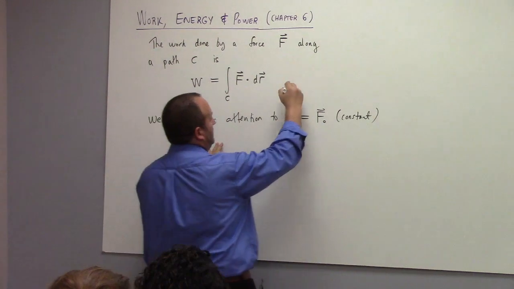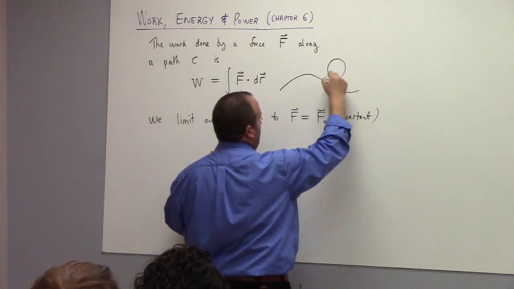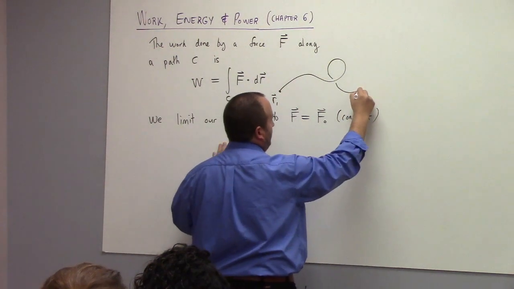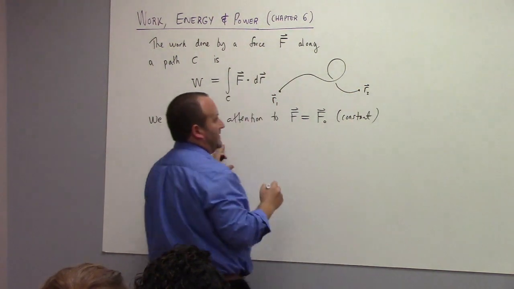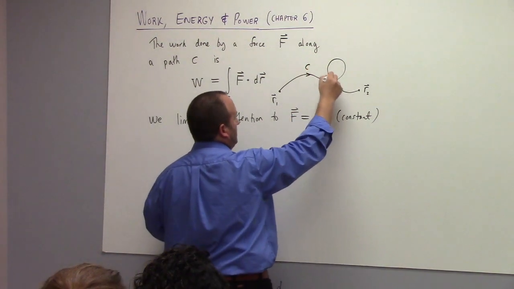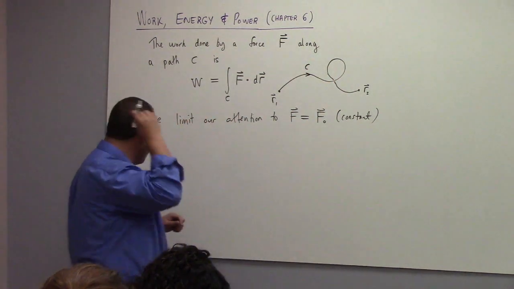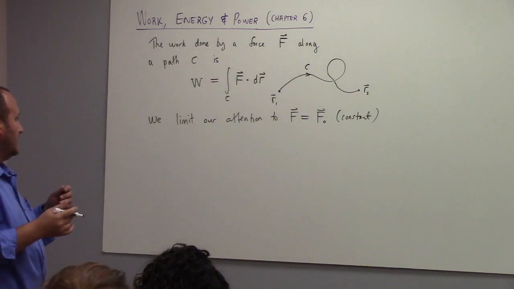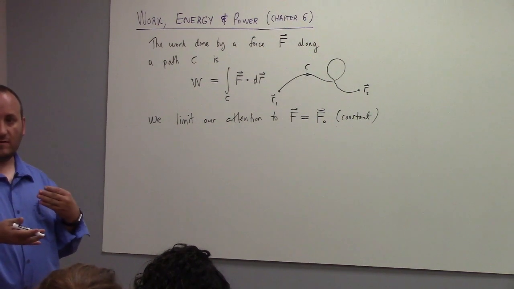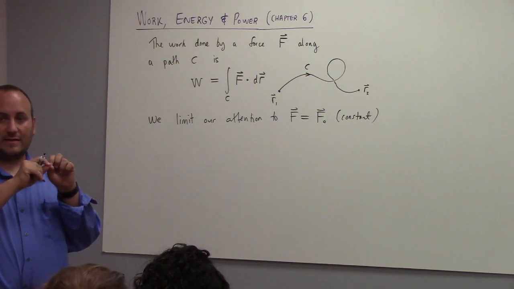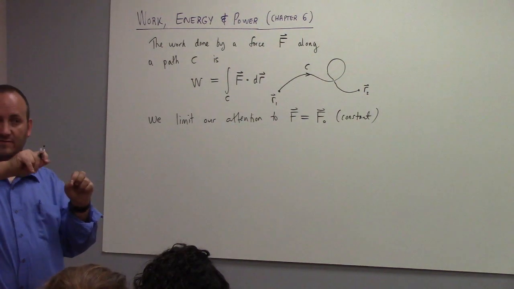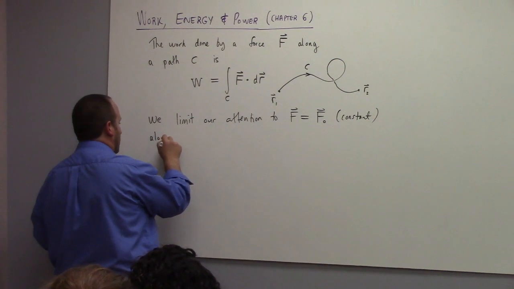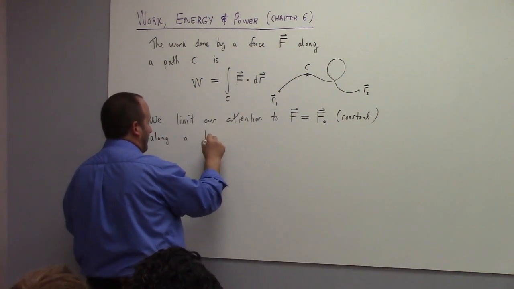So this C is like some kind of whatever curve. It goes from point R1 over here to point R2, like that. That's the curve. It could do all kinds of crazy stuff. So we have to limit our attention to a constant force along a line. That's all we have the math to do in here, okay? So we limit our attention to F along a linear path.